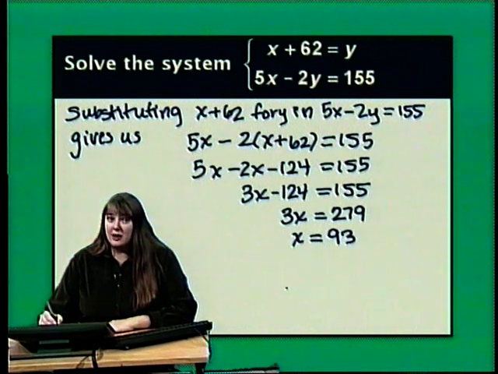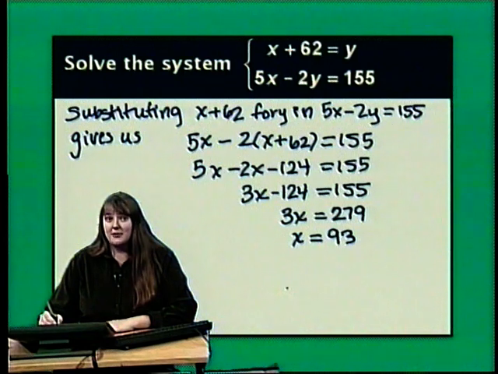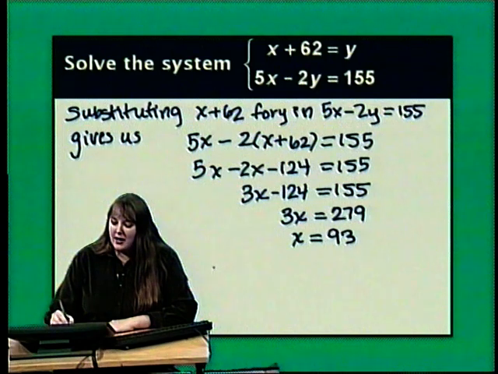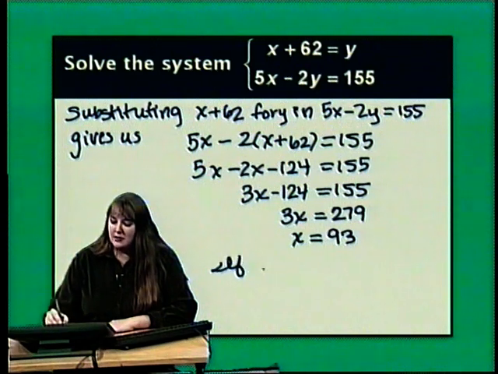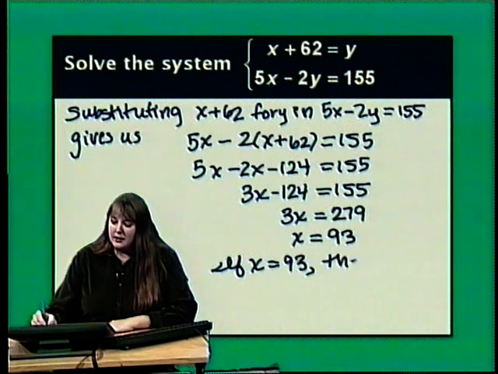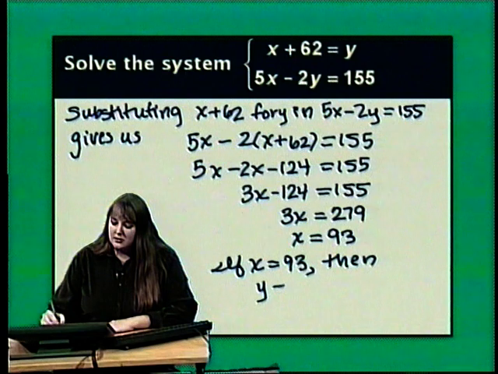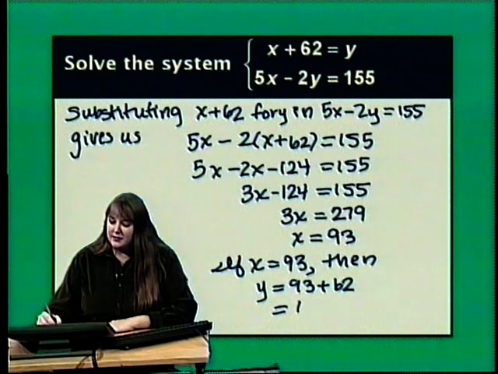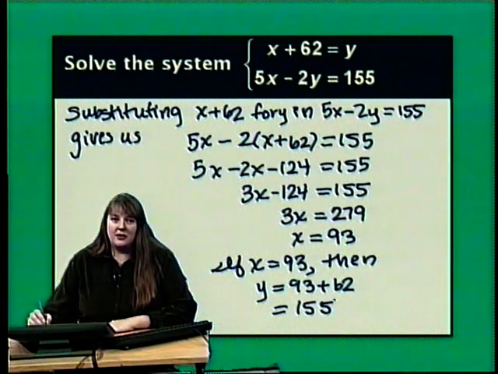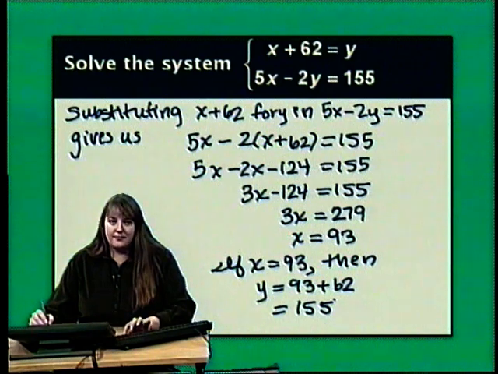I still need to find out what the other number is. Well, x was defined to be the smaller number, y the larger number, and when I add 62 to the smaller number, I'm supposed to get the larger number. So if x equals 93, then y should be 93 plus 62, which is 155. So it looks like our two numbers are 93 and 155.